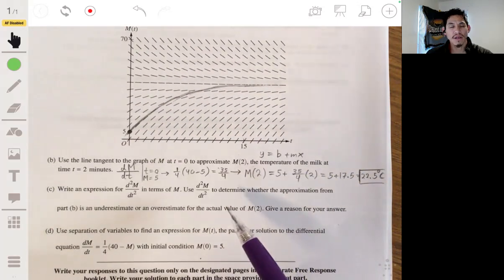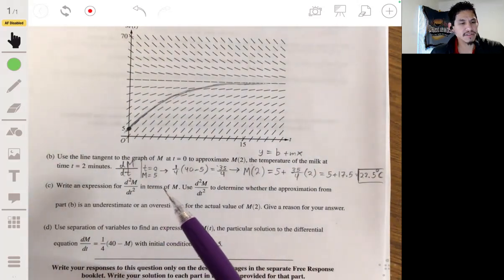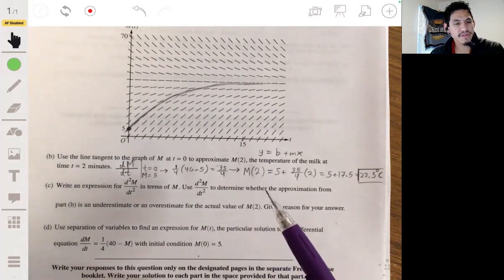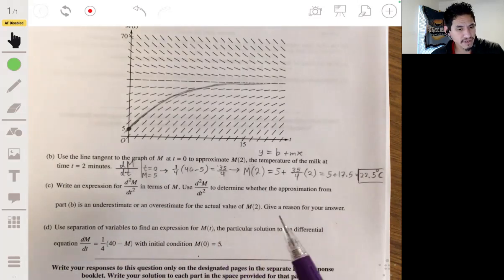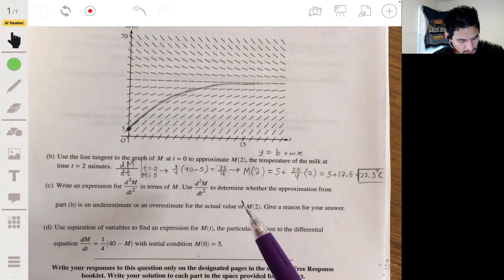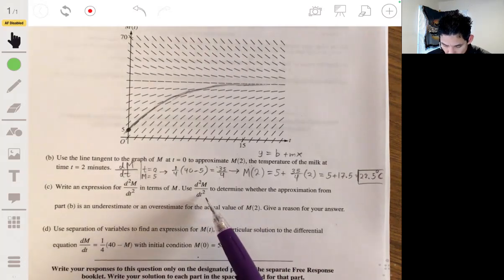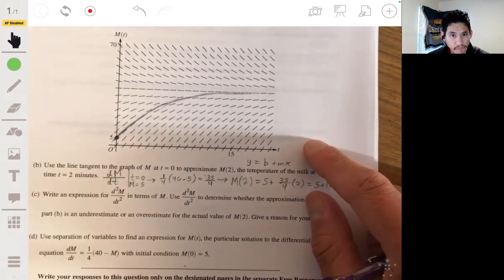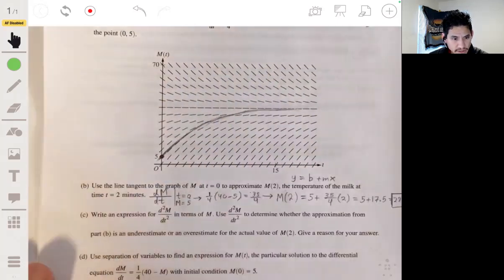All right, part C. Write an expression for the second derivative of M with respect to t in terms of M. Use the second derivative to determine whether the approximation from part B is an underestimate or an overestimate for the actual value of M of 2. Give a reason for your answer. Okay, so let's find what the second derivative would be. I'm going to write that over here in this spot.